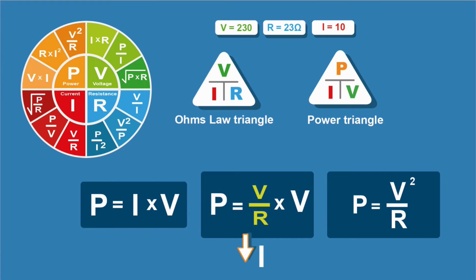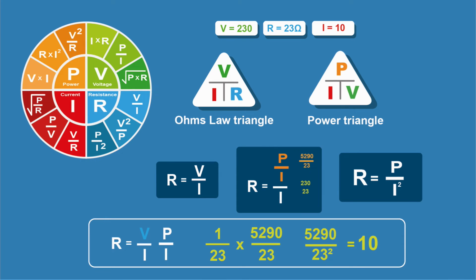Here we have power equals current times voltage. And looking at the wheel, current is derived from voltage divided by resistance. We could put that into the formula, drop out the I, put voltage divided by resistance into the formula, and then we get the new formula, power equals voltage squared divided by resistance. So there's another formula from the wheel.